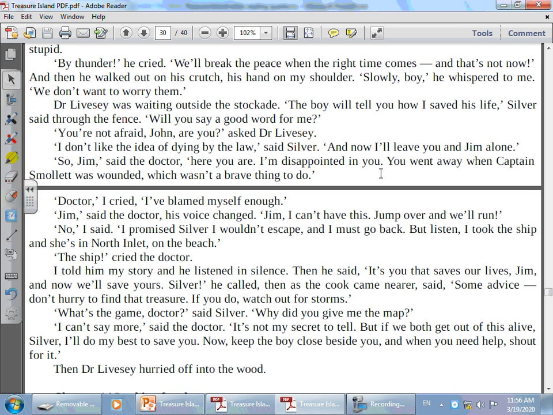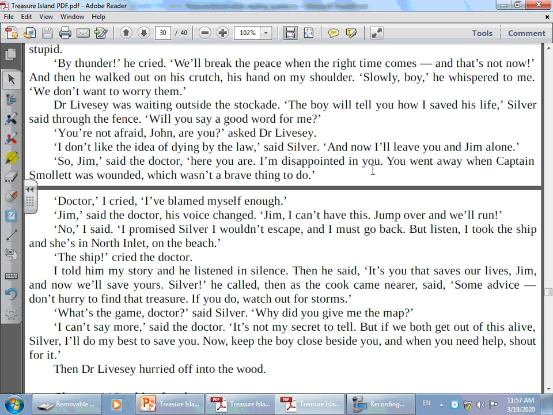By thunder, he cried, we'll break the peace when the right time comes, and that's not now. And then he walked out on his crutch, his hand on my shoulder. Slowly, boy, he whispered to me, we don't want to worry them. Dr. Livesey was waiting outside the stockade. The boy will tell you how I saved his life, Silver said through the fence. Will you say a good word for me? You are not afraid, John, are you? asked Dr. Livesey. I don't like the idea of dying by the law, said Silver. And now I leave you and Jim alone. So, Jim, said the doctor, here you are. I am disappointed in you. You went away when Captain Smollett was wounded, which wasn't a brave thing to do.